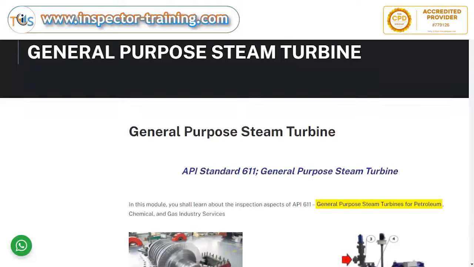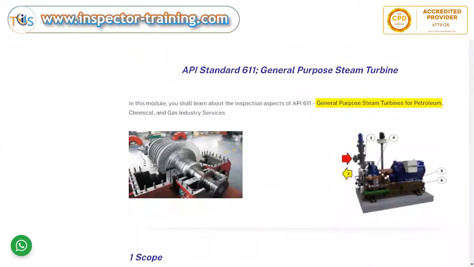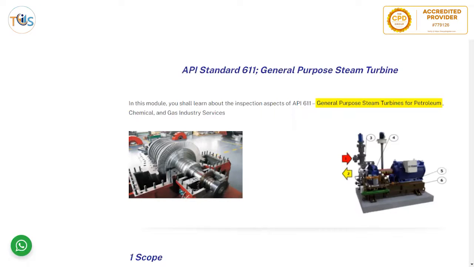General purpose steam turbine, API standard 611. So remember that the standard number for general purpose steam turbine, because this can be a potential exam question itself. In this module, we shall learn about the inspection aspects of API 611 general purpose steam turbines for petroleum industries.